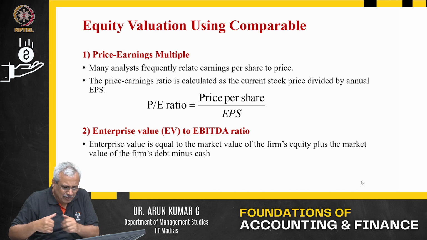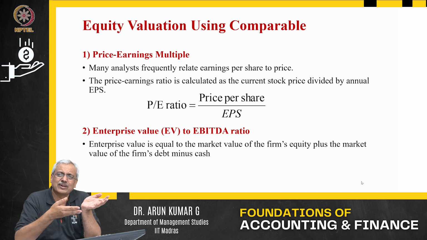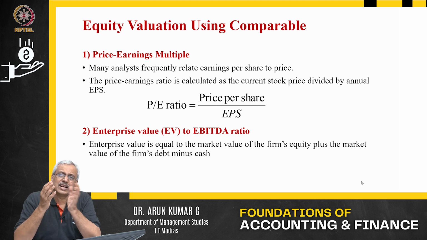Next we look at enterprise value and EBITDA. Enterprise value is equal to the market value of the firm. Market value of the firm is the share price multiplied by the number of equity shares, plus the market value of the firm's debt, minus cash. That will give you the enterprise value. How many times is the enterprise value to EBITDA? Earnings before interest, tax, depreciation, amortization.